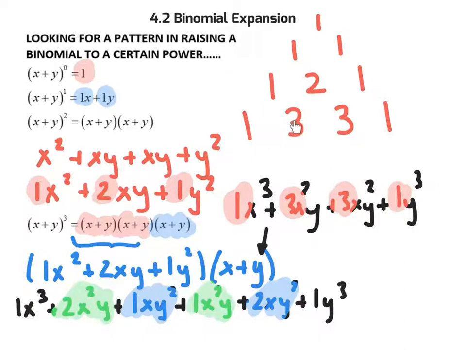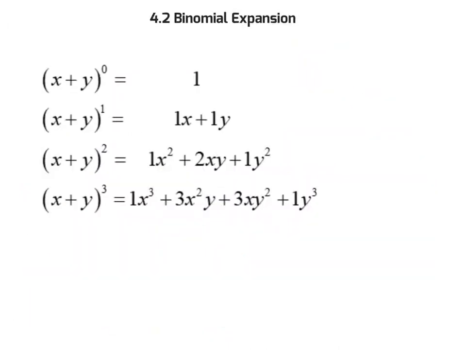Let's find out where this 3 comes from. A 1 and a 2 make a 3. A 2 and a 1 make a 3. Do you know the next line? I do. 1, 4, 6, 4, 1. Whoa, crazy. Let's clean this up and let's talk about it.